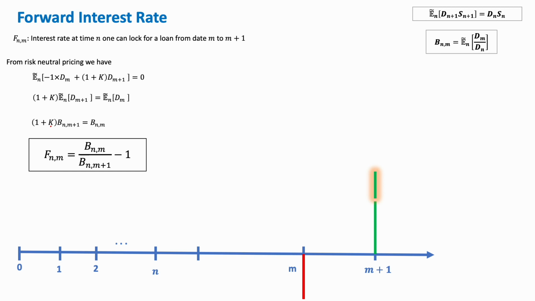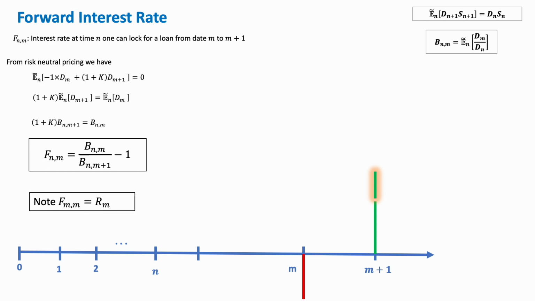So this f_m is nothing but the K, right? So when you solve for the K here, you first divide both sides by b_{n,m+1}, right? And this one comes on the other side and becomes a minus 1. That's the expression that we have here. Very, very simply. And this is the forward rate.